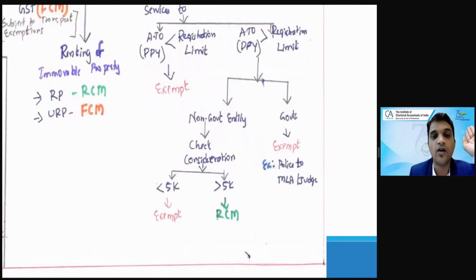But if it is a non-government entity, like an individual, he has to check the consideration when he's getting any services. If the value is less than 5,000 rupees, it will become exempt. If the value is more than 5,000 rupees, then you will have to pay under reverse charge. So basically, if you're receiving any services from the government, you have to see your status. If you're registered, you will have to pay. If you're not registered, then you have to see if you're crossing the registration limit. And then if the value of the service is more than 5,000, you will pay reverse charge.